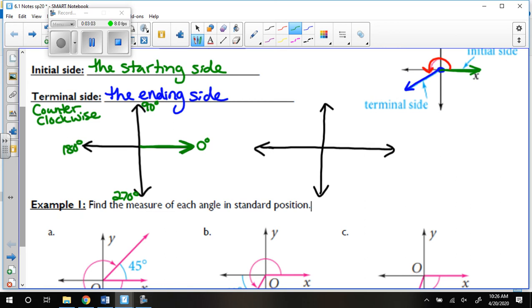And then we move through the fourth quadrant and we end up back on our positive x-axis here. And we've gone all the way around, so that is 360 degrees. So we went this direction, up and around. So that is counterclockwise, which is when you have positive angle measures.